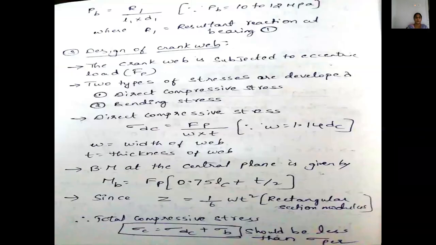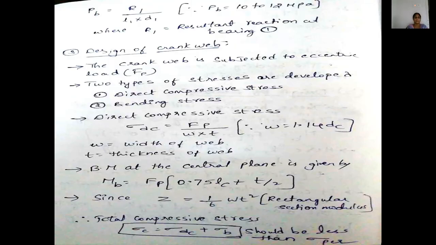Next, you should find out the design of crank web. The crank web is subjected to eccentric load Fp. Two types of stresses are developed: one is direct compressive stress, another one is bending stress. Direct compressive stress sigma dc is equal to Fp by W into T. W is equal to 1.14 dc. W is the width of the rib, T is the thickness of the rib.